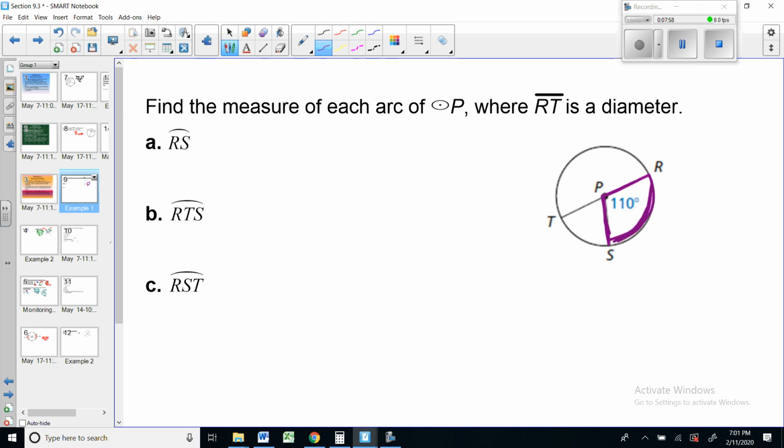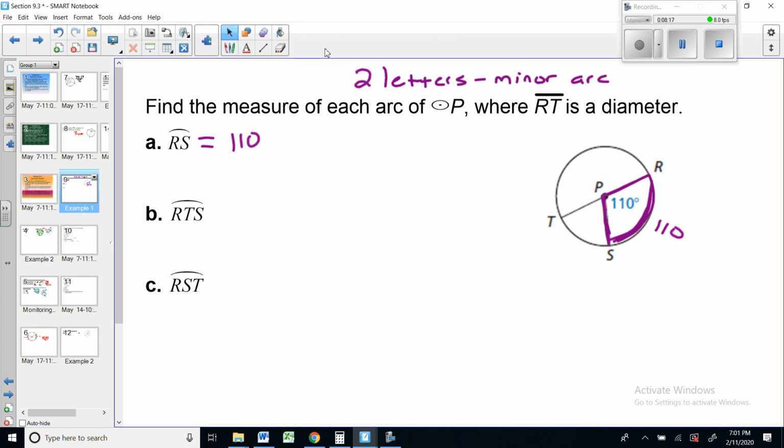Well, the measure of your central angle is equal to the measure of the arc on the other side. So this is going to be 110 degrees. Okay, so if my angle is 110, my arc is 110 also. The other thing that you need to know is if you have two letters, that guarantees you a minor arc.